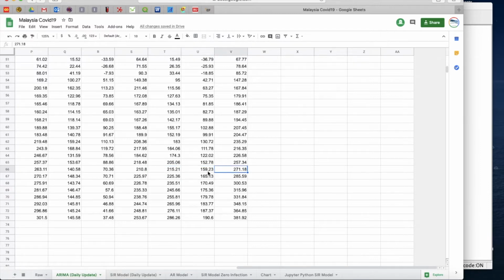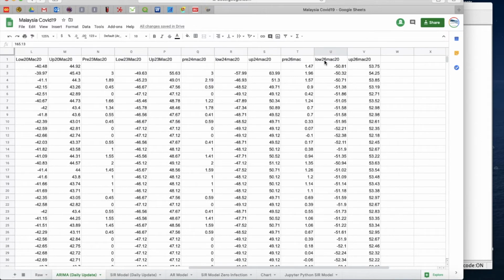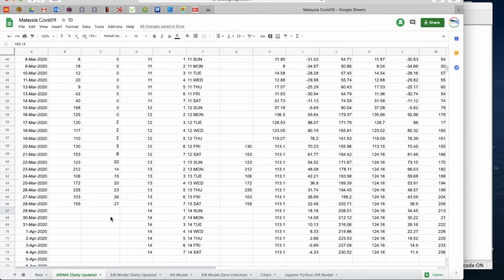So we shall hope that tomorrow the positive COVID-19 cumulative cases will be around 165 or lesser than that, because this is what is projected by our forecast based on the data until March 26, 2020. So I hope that this worksheet can give you some idea, and please comment or give some insight so that we can further discuss.